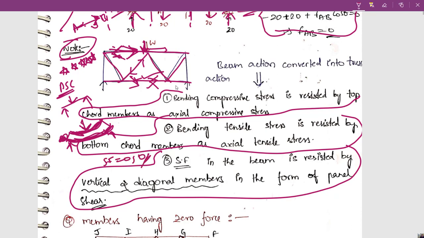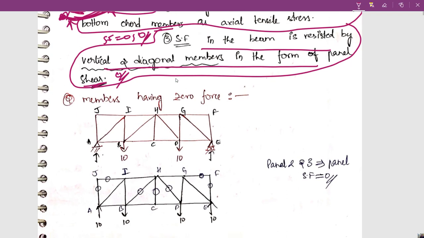Okay, now you realize, right? Shear force in the beam is resisted by the vertical and diagonal members in the form of panel shear. That's why if panel shear is 0, then the vertical force carrying members or diagonal force carrying members is 0. Done? Now let us see the question related to the text.